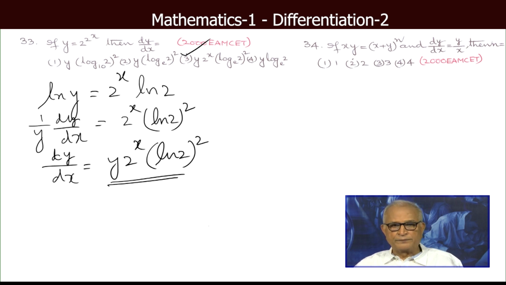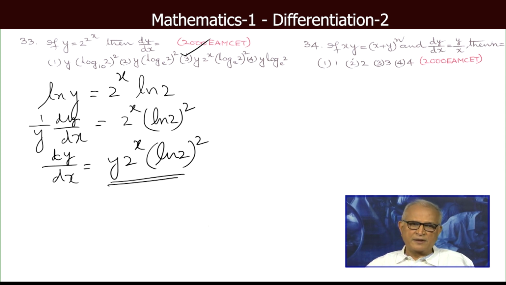Next 34, xy equal to x plus y whole power n and dy dx is y by x. What is the value of n? Well, implicit differentiation, because y is not explicitly given in terms of x. Instead you are given an equation involving both the dependent and independent variables x and y. So term by term differentiation, and also the rest of the process involves collecting the terms containing dy dx and writing them on one side, and separating the other terms which are independent of dy dx and transferring them to the other side, so that you will have an expression for the derivative dy dx. This is called implicit differentiation.